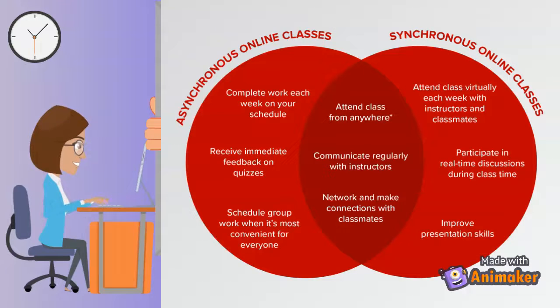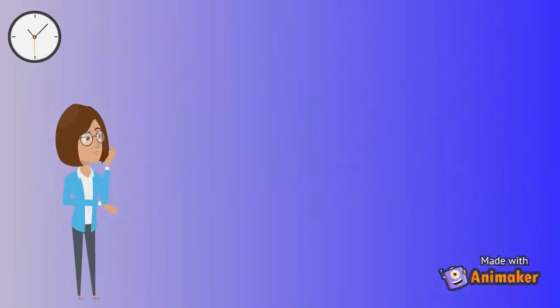As you can see here, they both involve attending class from anywhere. You can communicate with your instructor as well as your classmates and peers. But asynchronous means I can work on my schedule. Synchronous means I have to attend class virtually each week with instructors and classmates.